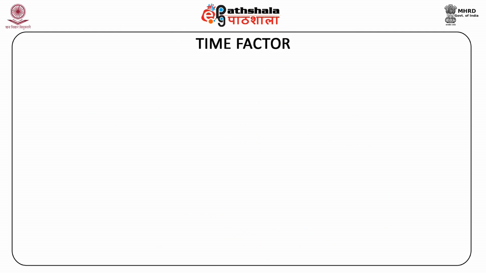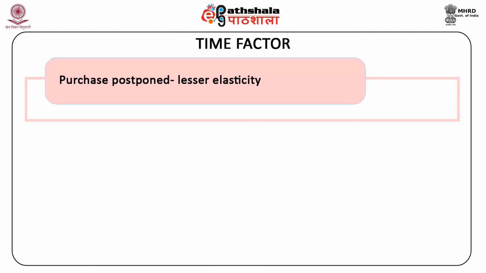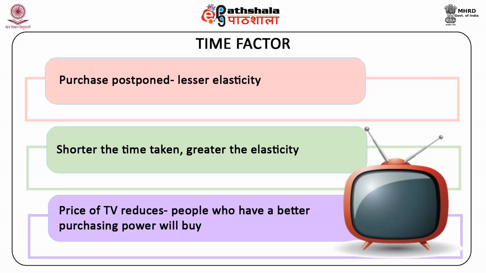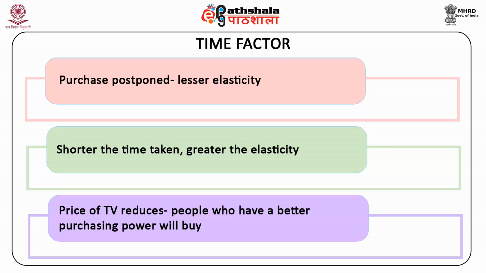Moving on to time factor. If the purchase of a good could be postponed, then it has lesser elasticity, and if it cannot be, then it has a higher elasticity. In short, the shorter the time taken, the greater the elasticity. For instance, if the price of TV reduces, then people who have a better purchasing power will buy it, and hence its demand increases because of the short time taken for purchasing it. However, if people could postpone its purchase, then even if its price has decreased, demand will not increase.